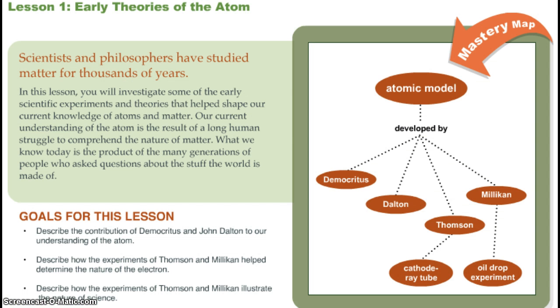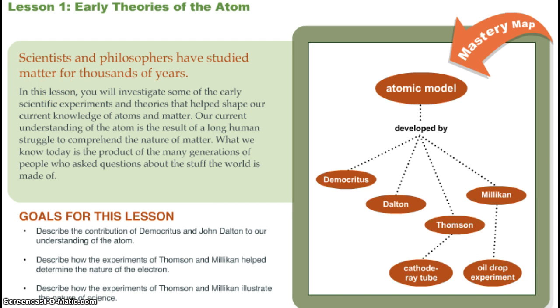So, lesson 1, early theories of the atom. So let's look at the atomic model. It was developed by Democritus, Dalton, Thomson, and Millikan, so 4 different scientists. Thomson had the cathode ray tube, and Millikan used the oil drop experiment.